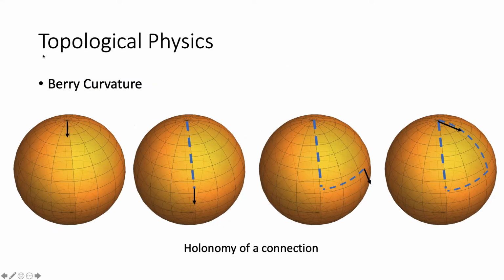So what is topological physics? First, let's introduce the concept of curvature. How do you detect curvature of a sphere? You take a vector and you parallel transport it in a closed loop. When the vector has returned to its original point, you have observed that the vector has rotated, and this is due to the curvature of the sphere. Mathematically, this is known as holonomy of a connection.